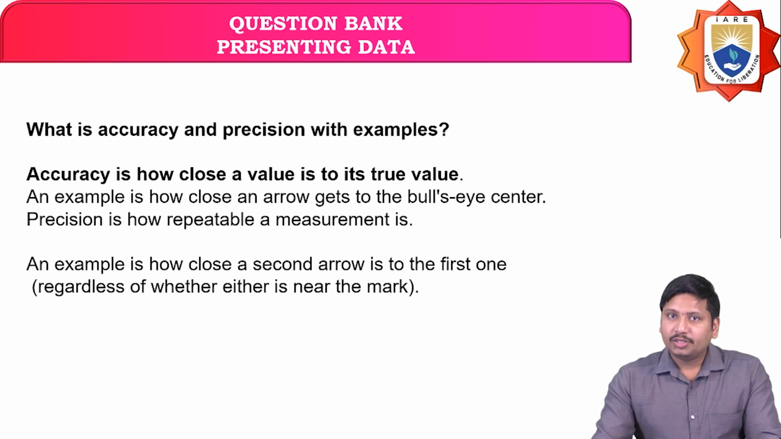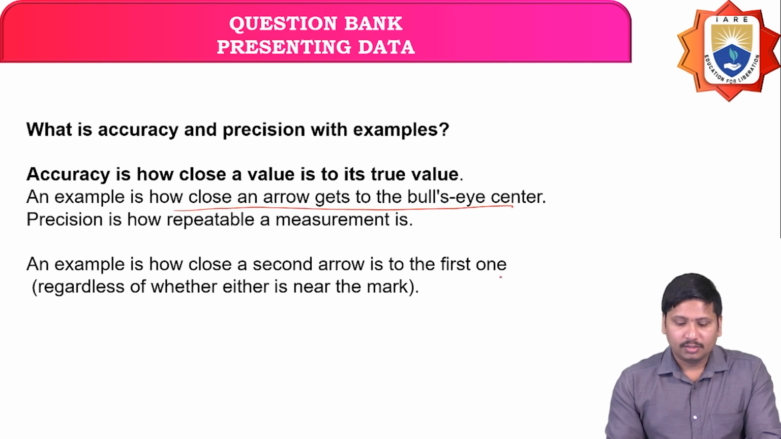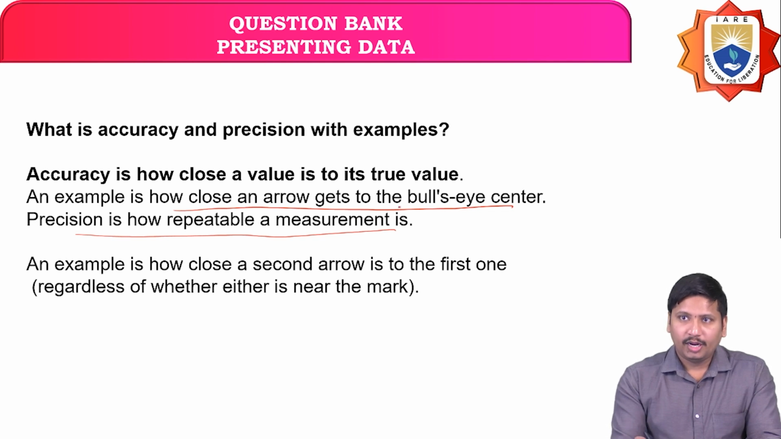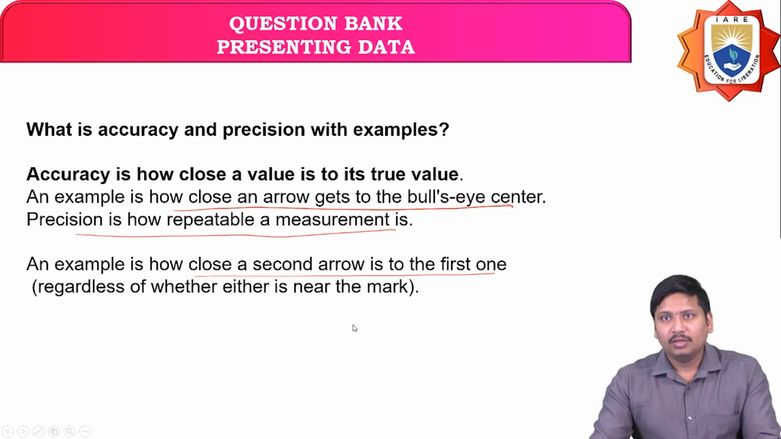What is accuracy and precision, with examples, may also come up. Accuracy is how close the value is to the true value. For example, how close an arrow gets to the bull's eye center. Precision means how repeatedly the measurement is obtained. Did you get the reference, right? Accuracy is how close an arrow gets to the bull's eye center. Precision means how many times the measurement is repeated, for example how close the second arrow is to the first one. That should be the question.